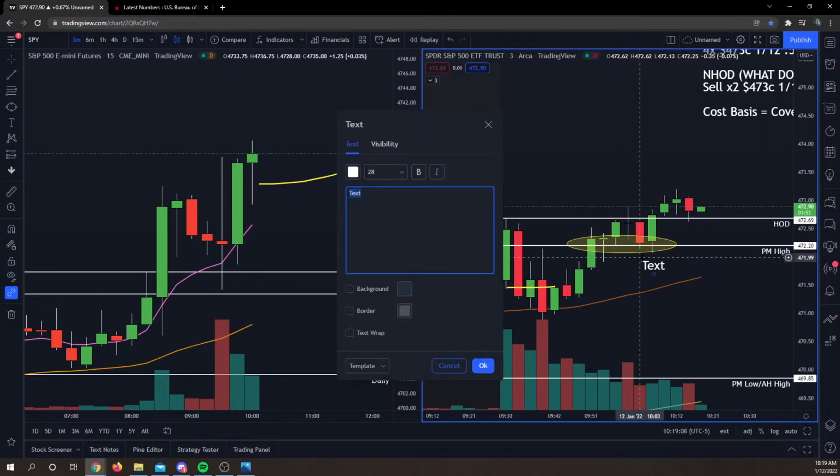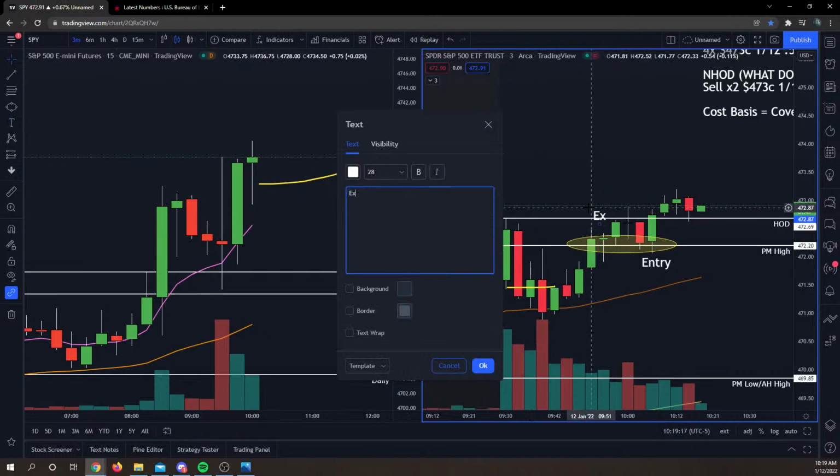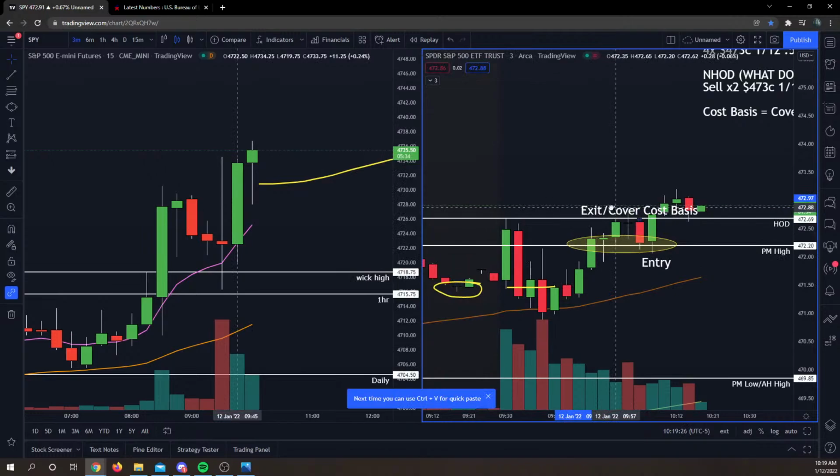So this would be your theoretical entry, right? And then right here on this pop, this would be your exit, your cover cost basis. Hopefully this is starting to make a little bit of sense with you guys.